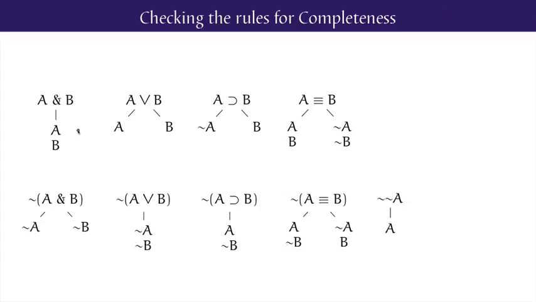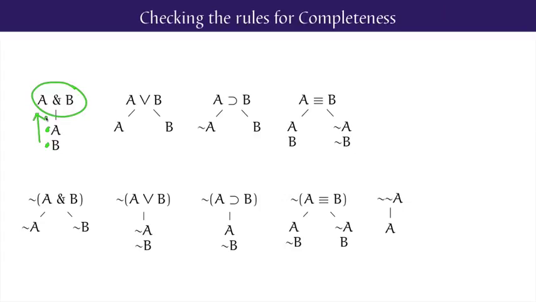So for a conjunction, if a conjunction has both A and B true in some interpretation, then so indeed is the input A and B. So this conjunction rule works. We can go from simpler to more complex.